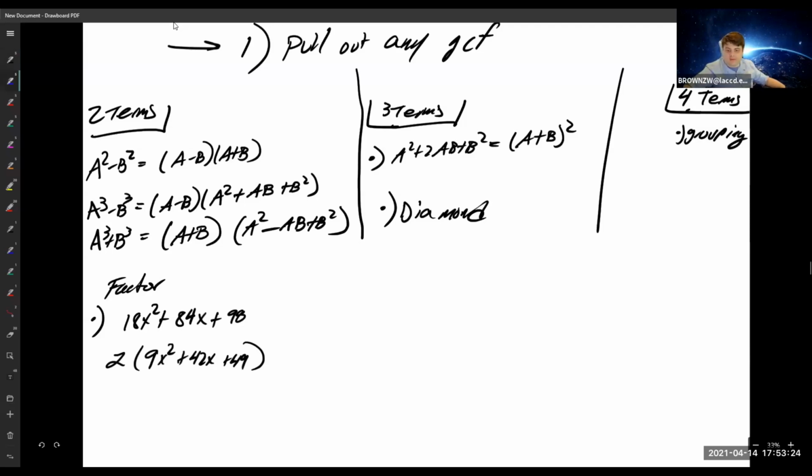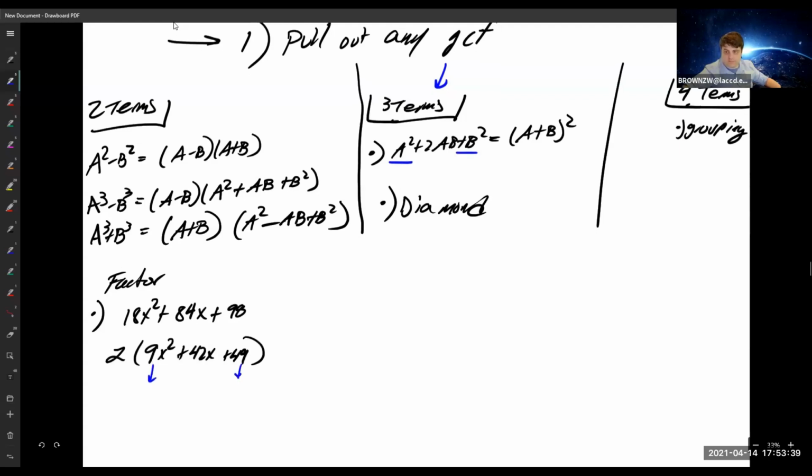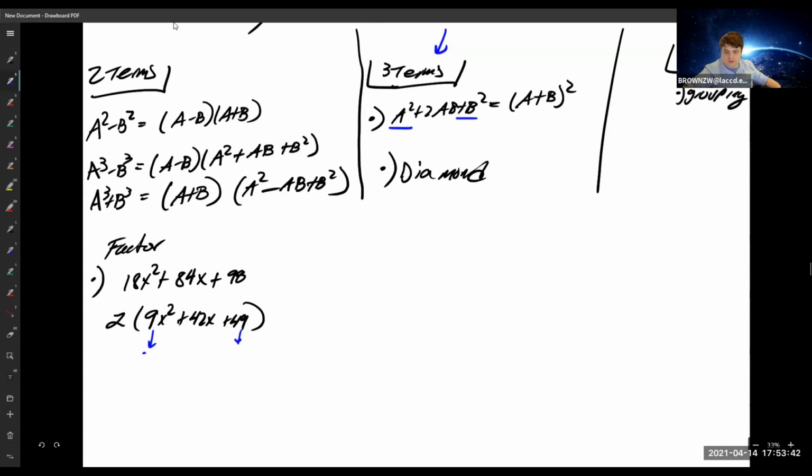So now we're looking to see, okay, how many terms does this thing have? And the answer is 3. So we're in the 3-term column. And so we're either doing a diamond or, well, do we have perfect squares? And in this case, we do have perfect squares. This is a perfect square of 3x. This is a perfect square of 7. Those multiply together to give us 21x, and the middle term here is exactly double.